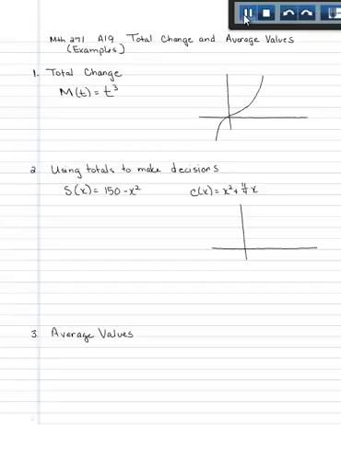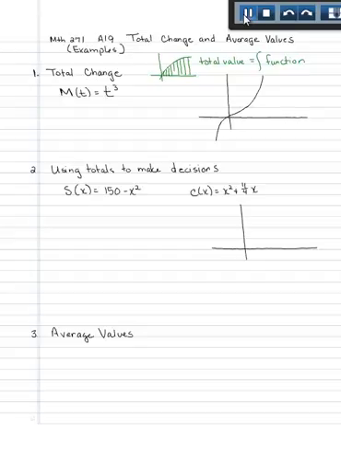Let's now take a look at a few examples of total change and average values. You should have first watched the pencast for finding area, because if you remember, the area under a curve is finding the total of all these itsy bitsy little rectangles, and so if we add all those up, what we're doing is finding the total value. So the total value of anything is equal to the integral of the function that you're talking about.